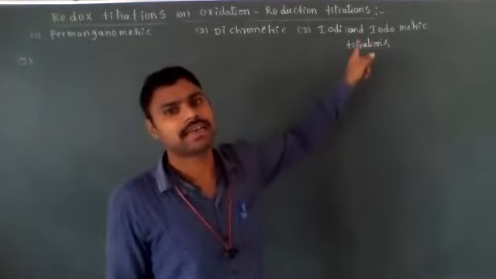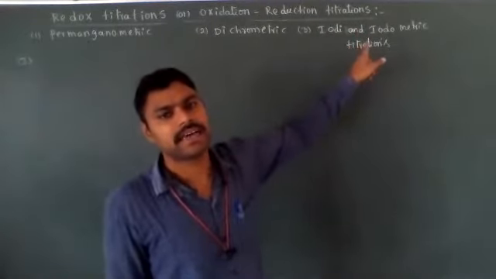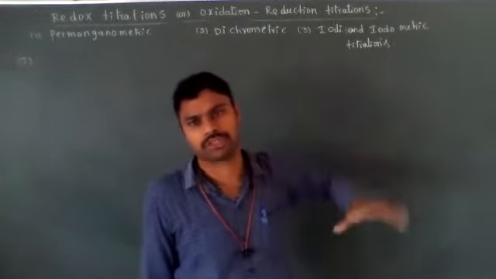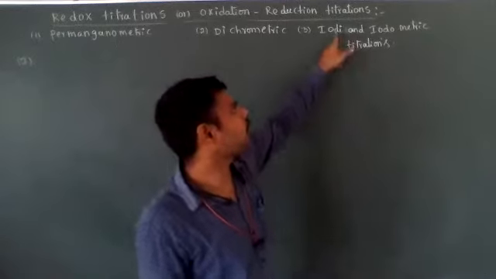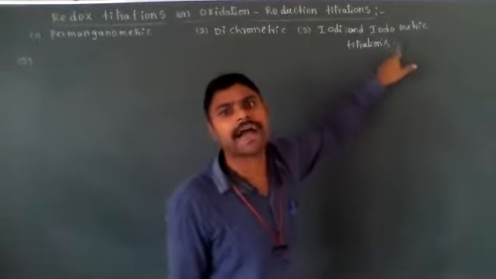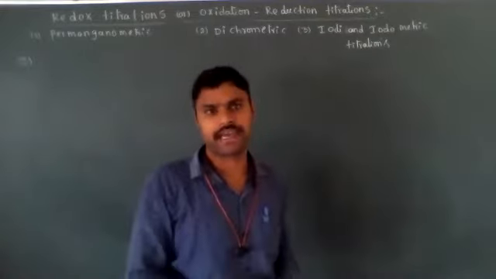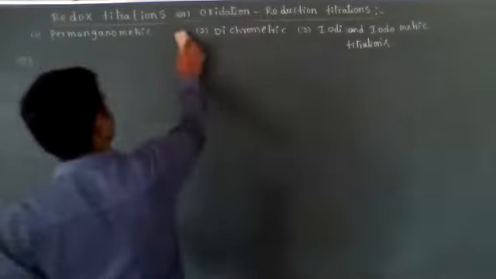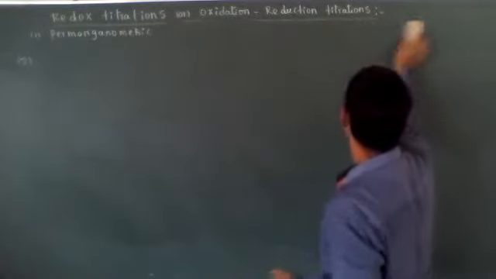Here the titration is carried out with iodine solution and hypo solution, and these types of titrations are called two types: iodometric and iodimetric titrations. Okay, first we'll discuss them one by one. The first one we'll discuss is permanganometric titrations.